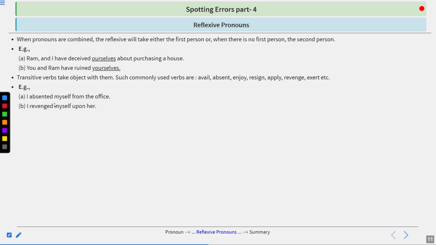So reflexive pronouns are what? When the subject, meaning the doer, and the receiver are the same. It's like I slapped me. It's incorrect. I slapped myself, because the doer and the receiver of the action are the same.